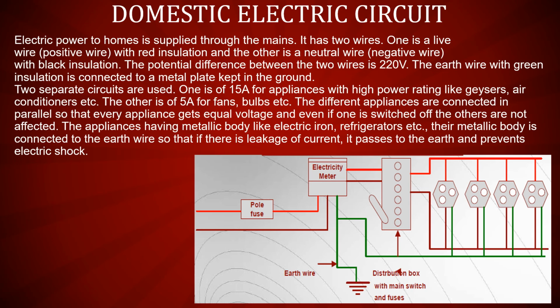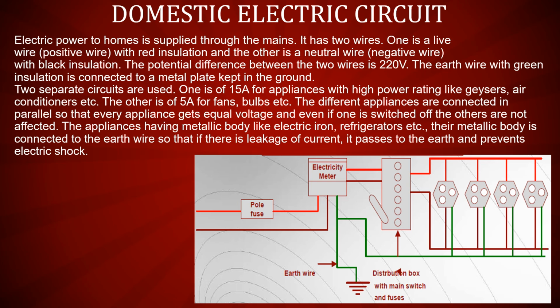So for example, take a fridge. If your fridge is turned off, it doesn't mean that your entire household supply and all your lights, your TV, your air conditioner will get turned off also. It doesn't happen that way. That shows that every appliance is connected in parallel.